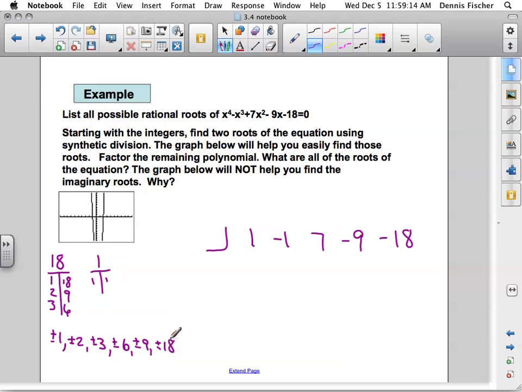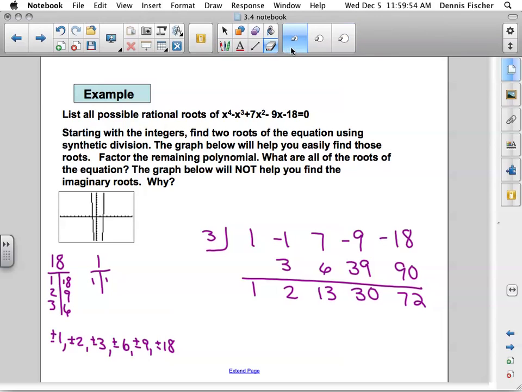Truman says 3. Okay, let's try it. So I tried 3. 1, 3 times 1 is 3, which is 2, which makes 6. 13, right? 39, 90, and 3 is not a good pick. It's synthetic division. All positive, so nothing higher than 3 will work. Now negative 3. So let's just go in here.